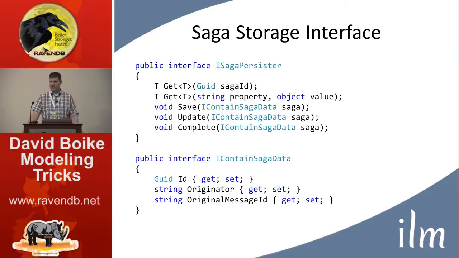So this is the Saga storage interface that NServiceBus has, SagaPersister. It is very CRUD-like in its API. It's got 2 getters, a save, an update, and a complete. And all of those operate on an IContainSagaData, which is an interface that says NServiceBus is going to need an ID and an originator and an original message ID, and that's just the stuff it needs to send stuff where it needs to go. It's not really important for the purposes of what we're talking about today. But we're going to need to take this stuff and we're going to need to store it somehow, transactionally.